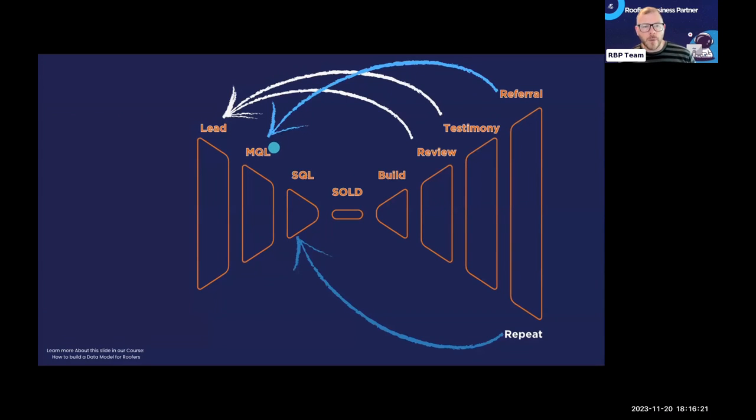Referrals actually turn into marketing qualified leads because they said, this is my friend Jimmy, and they want a roof. And repeat business is automatically a sales qualified lead. If you don't know what this is, it's the roofing data model. And if you aren't tracking these numbers, you can't grow your business at the rate that you could if you were. And so we actually have a course about this.